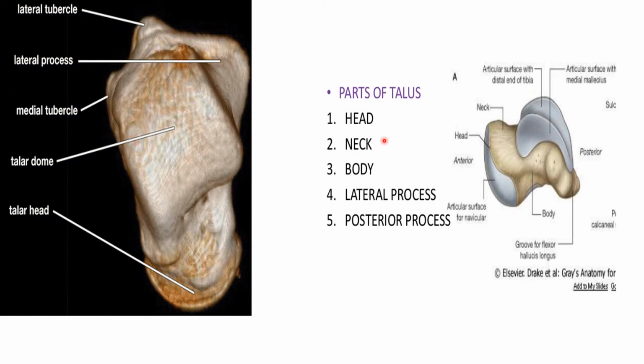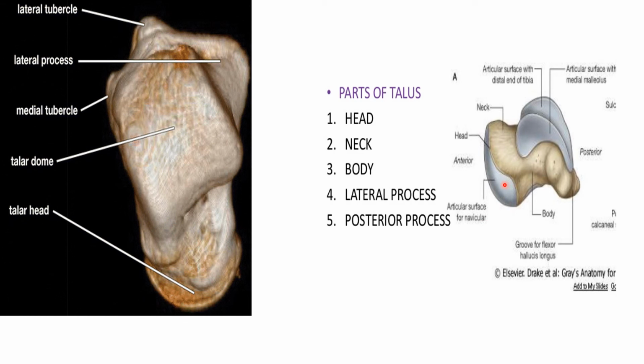So let us discuss the parts of the talus. It presents head, neck, body. When you view from above, you can make out this is the head of the talus, this is the neck of the talus, and this is the body of the talus. The distal surface of the head is large and convex. It articulates with the navicular bone. So we say articular surface for the navicular bone.